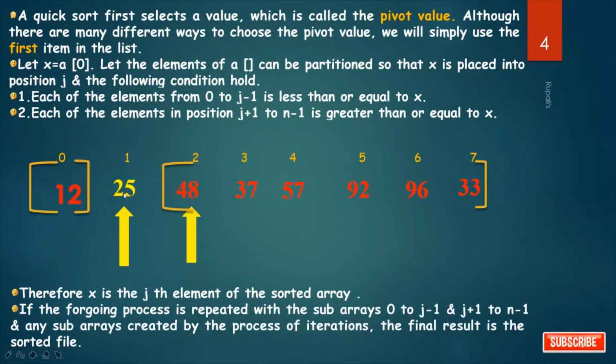If the foregoing process is repeated with the subarrays 0 to j minus 1, the left hand side, and j plus 1 to n minus 1, and any subarray is created by the process of iteration, the final result is the sorted file. So you have to repeat the same procedure for the left hand side array, also for the right hand side array. I am taking the right hand side first, because on the left hand side, in our example, there is only one element. So I am taking the right hand side again.